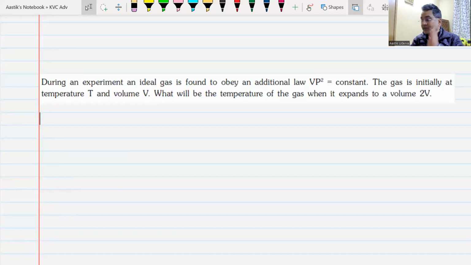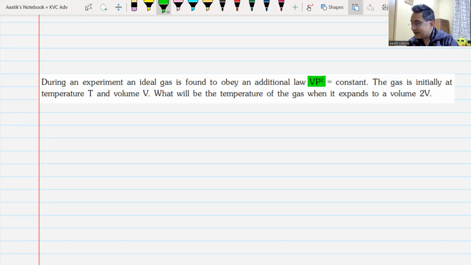This is the next question that comes. A large number of questions of this type will come in the chapter on thermodynamic processes. Here, this is just a beginning, a small spark.